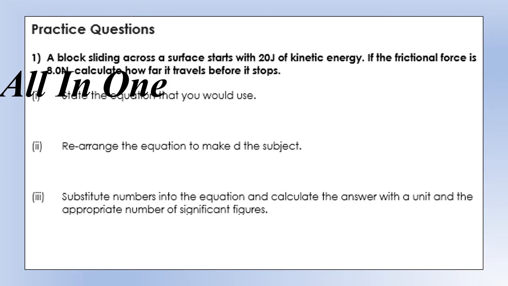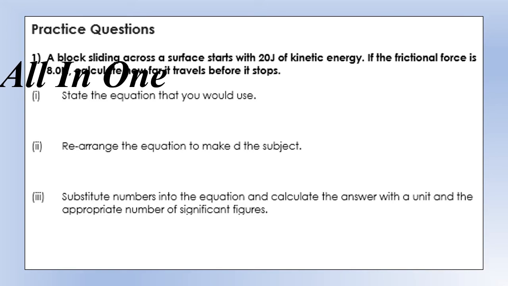Okay, so we're going to have a look at a few example questions that, again, I'm going to ask you to have a go at these first, and then we can go through them. So the first one: a block sliding across the surface starts with 20 joules of kinetic energy. If the frictional force is 8 newtons, calculate how far it travels before it stops. So pause the video now and have a crack at these three stages.